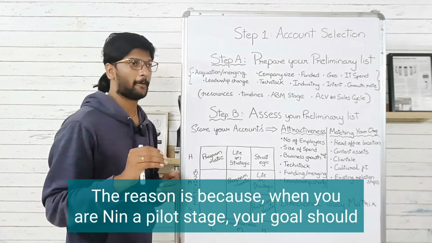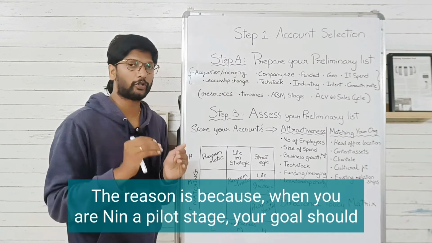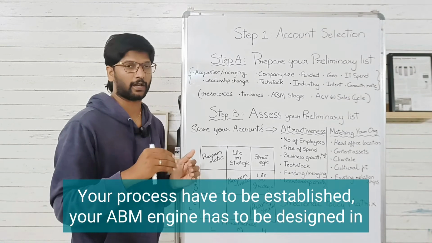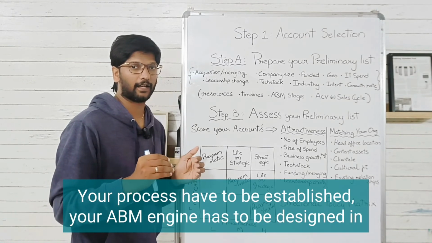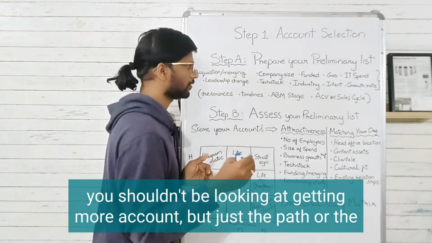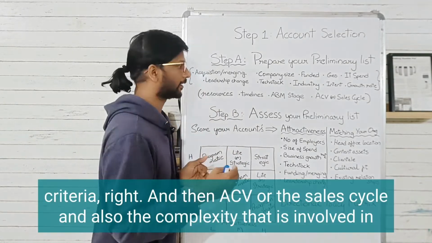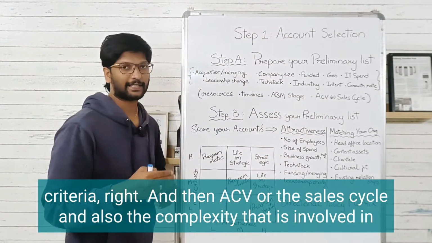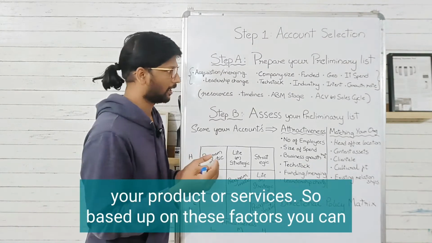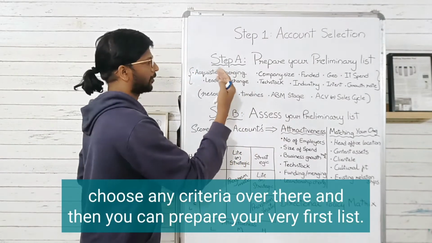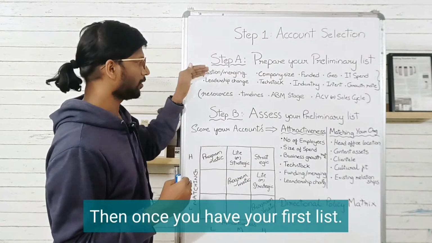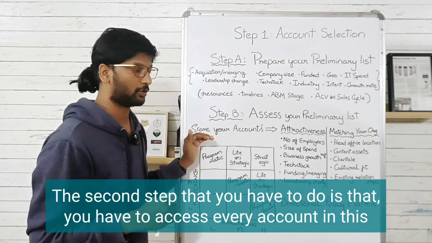The reason is because when you are in a pilot stage, your goal should be getting the path right. Okay, your process has to be established, your ABM engine has to be designed in a well-versed manner. Then you can scale it up. So in the pilot stage, you shouldn't be looking at getting more accounts, but just the path or the criteria right. And then ACV or the sales cycle, and also the complexity involved in your product or services. So based upon these factors, you can choose any criteria and then you can prepare your very first list.